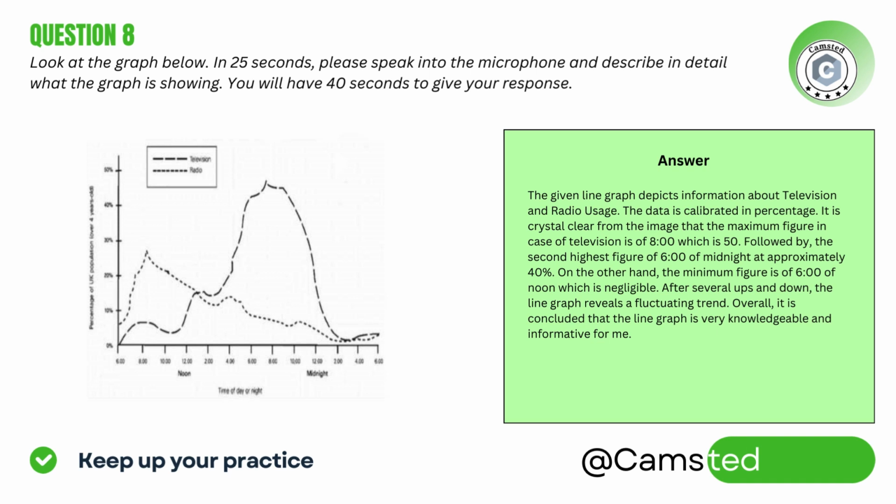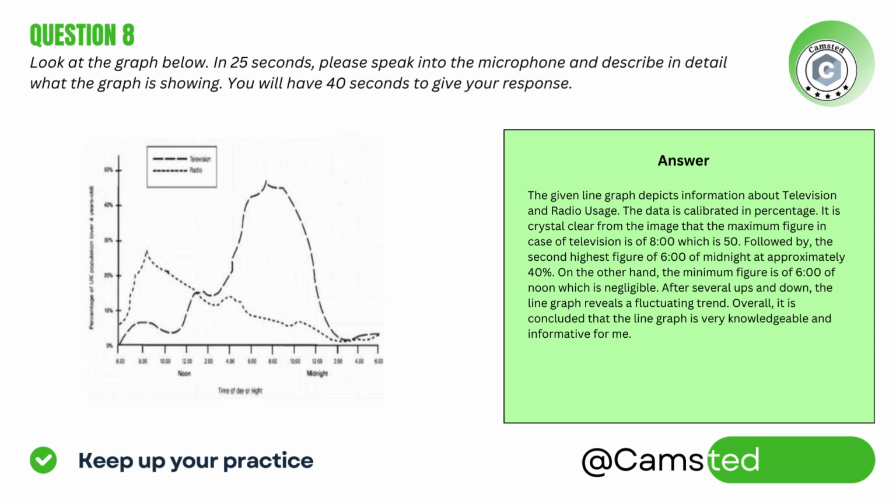The given line graph depicts information about television and radio usage. The data is calibrated in percentage. It is crystal clear from the image that the maximum figure in case of television is of 8 o'clock, which is 50. Followed by the second highest figure of 6 o'clock of midnight at approximately 40%.